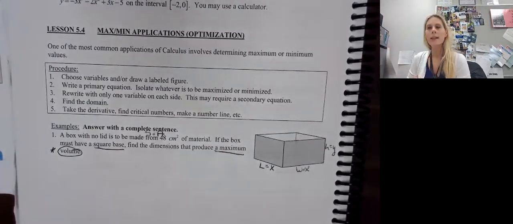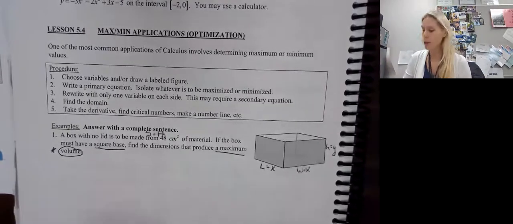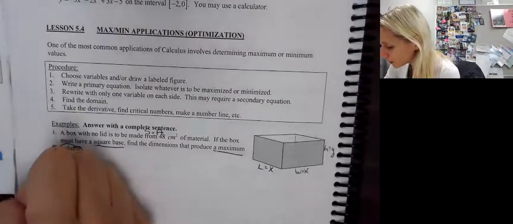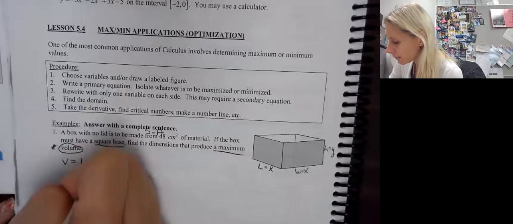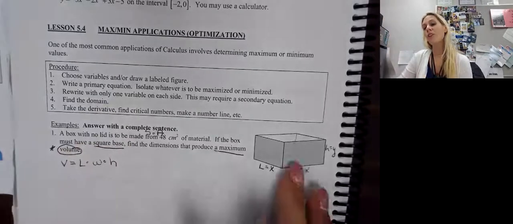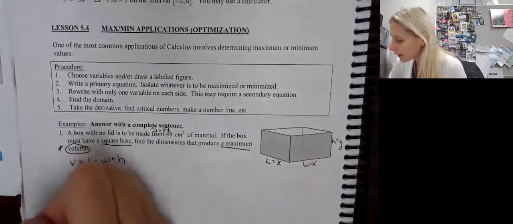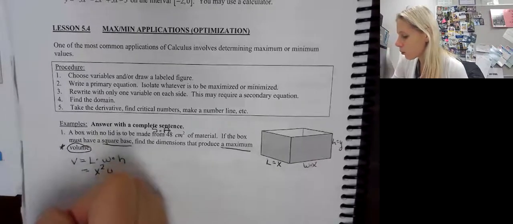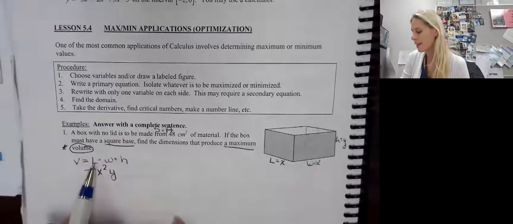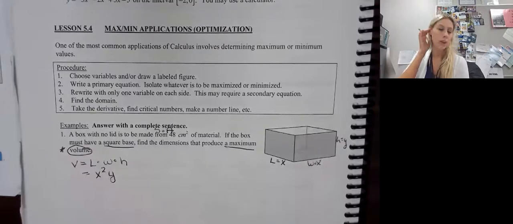Okay, I labeled that. Now we've got to figure out our primary equation, okay? Primary comes from the volume. How do you find the volume of the box? Well, volume is length times width times height. Now, of course, I'm going to involve my variables in here so I can stick with my x's and y's. So really, that comes out to be x squared times y. Where did I get that? Well, length is x, width is x, x times x is x squared. Okay, so this is good so far.